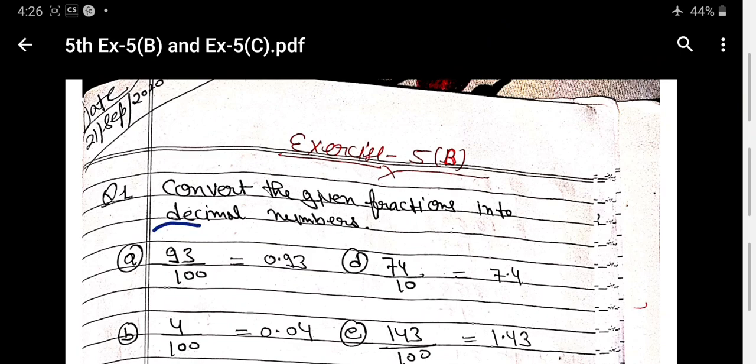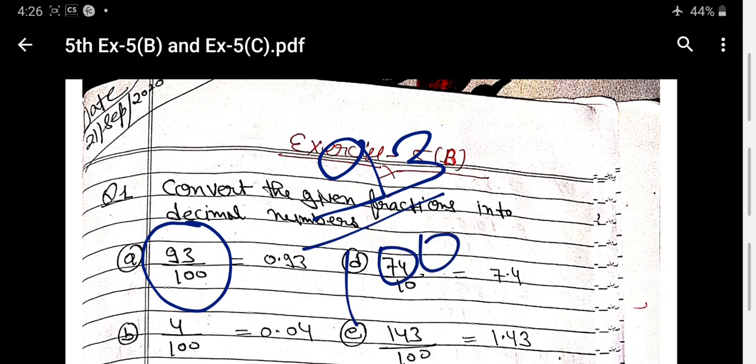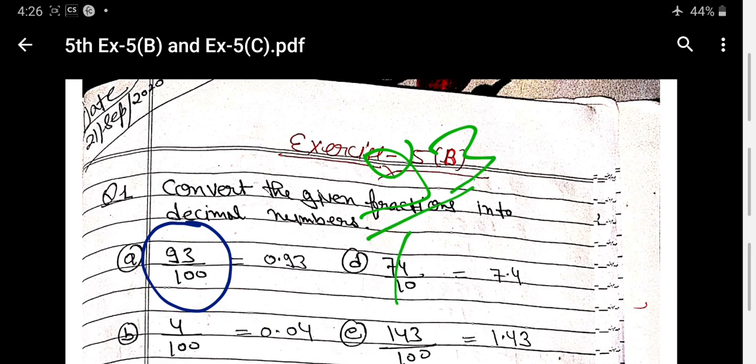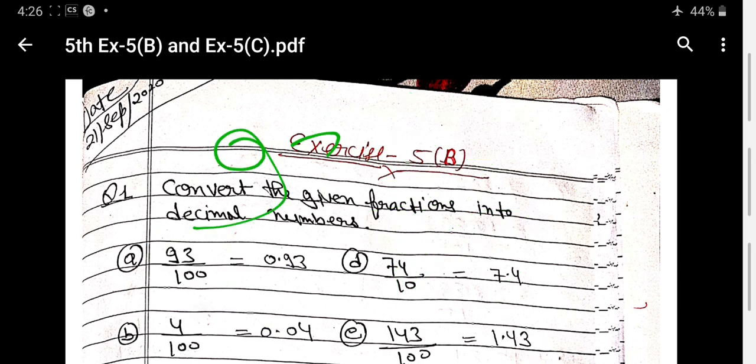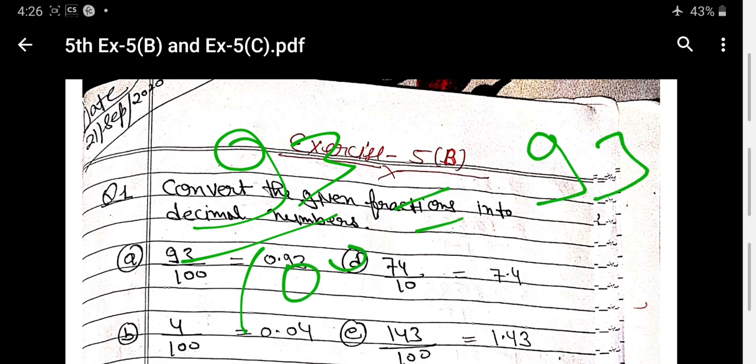Now you have one fraction, 93 upon 100. So what do you do? The fraction is 93 upon 100. Two zeros are there, so from the back side put the decimal after two digits. Put the decimal on the back side, it becomes 93, then two digits are there, then put the decimal here. But in front of the point we always put a 0 from our side. So your answer is 0.93.